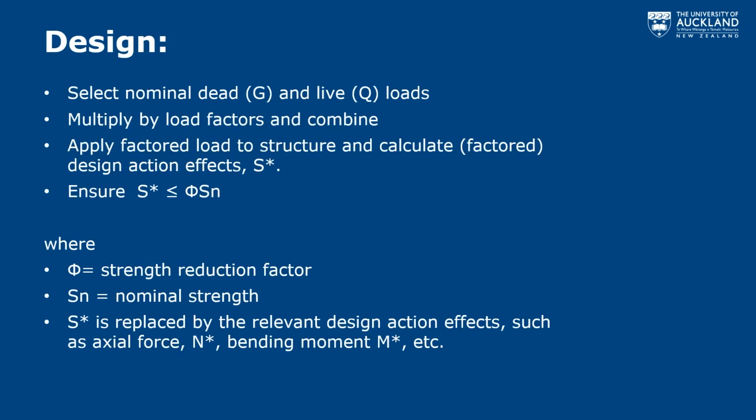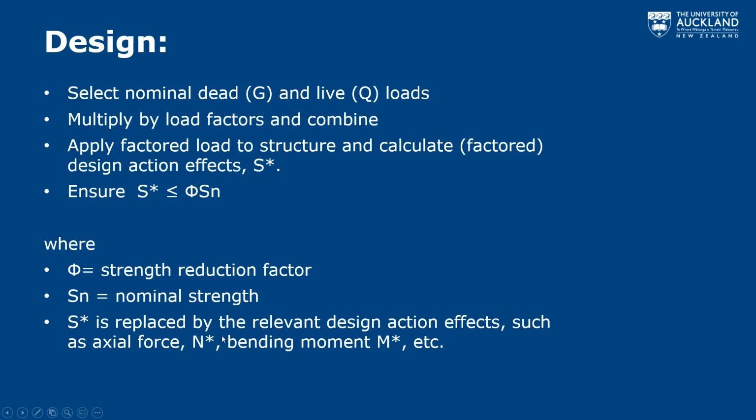So how do we apply this in design? Well, first we select our nominal dead and live load. We looked at that in the last video, of how we can come to those. Then we multiply by our load factors and we combine those together, and then we will get what our demand is. We denote this with a little asterisk, and so this S star could be whatever design action we're looking at.